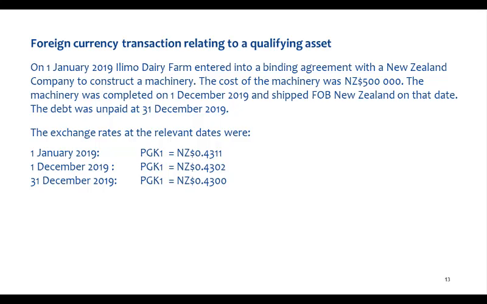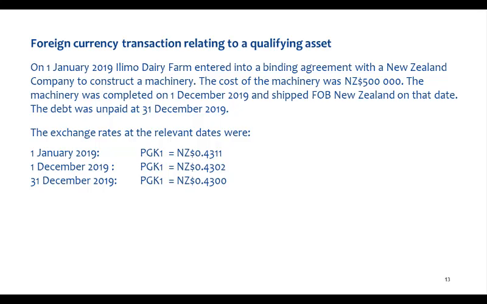On 1st January 2019, Ilimod Dairy Farm entered into a binding agreement with a New Zealand company to construct a machinery. The cost of the machinery was 500,000 New Zealand dollars. The machinery was completed on 1st December 2019 and shipped FOB New Zealand on that date. The debt was unpaid on 31st December 2019. The following are exchange rates for this transaction.